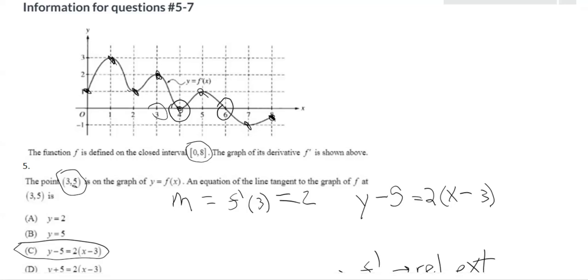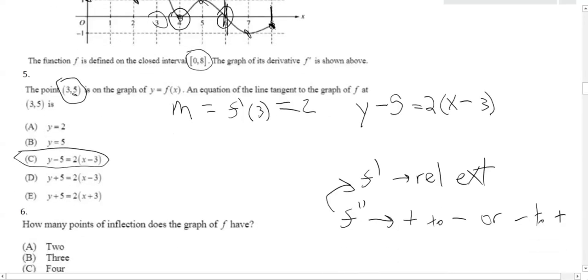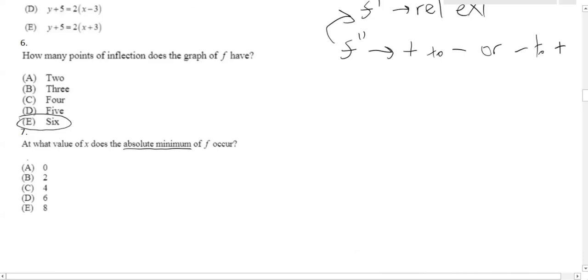So look at what's happening though. The endpoints, we have to check those. At this endpoint, the derivative is positive all the way until you get to 6, which means f is increasing from 0 to 6, and then from 6 to 8, the derivative is negative, which means it's decreasing. But the amount that it had to increase from 0 to 6 is way more than the amount it had to decrease from 6 to 8. So the absolute min is going to occur at x equals 0. Okay.